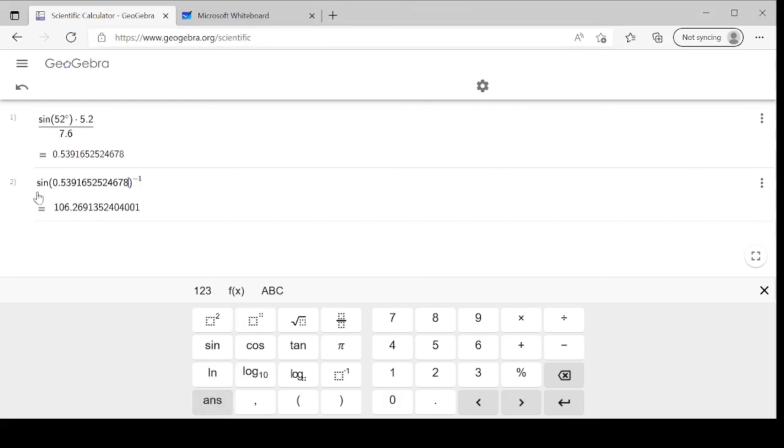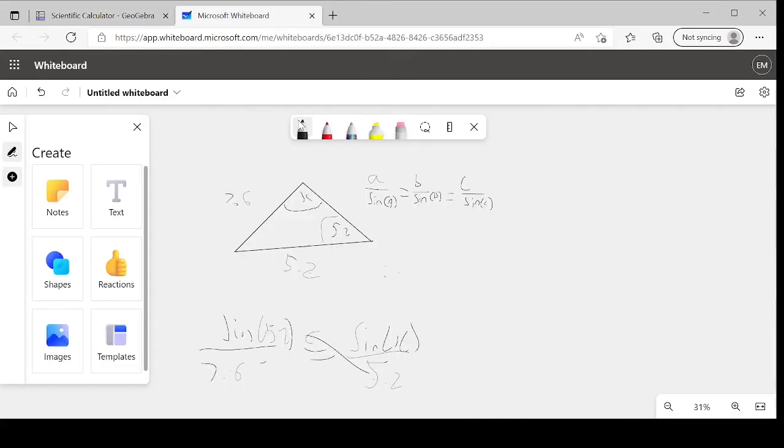So there we have it, 106.269, and as we know, rounding to two decimal places, that's 106.27. So we know that x is equal to 106.27.